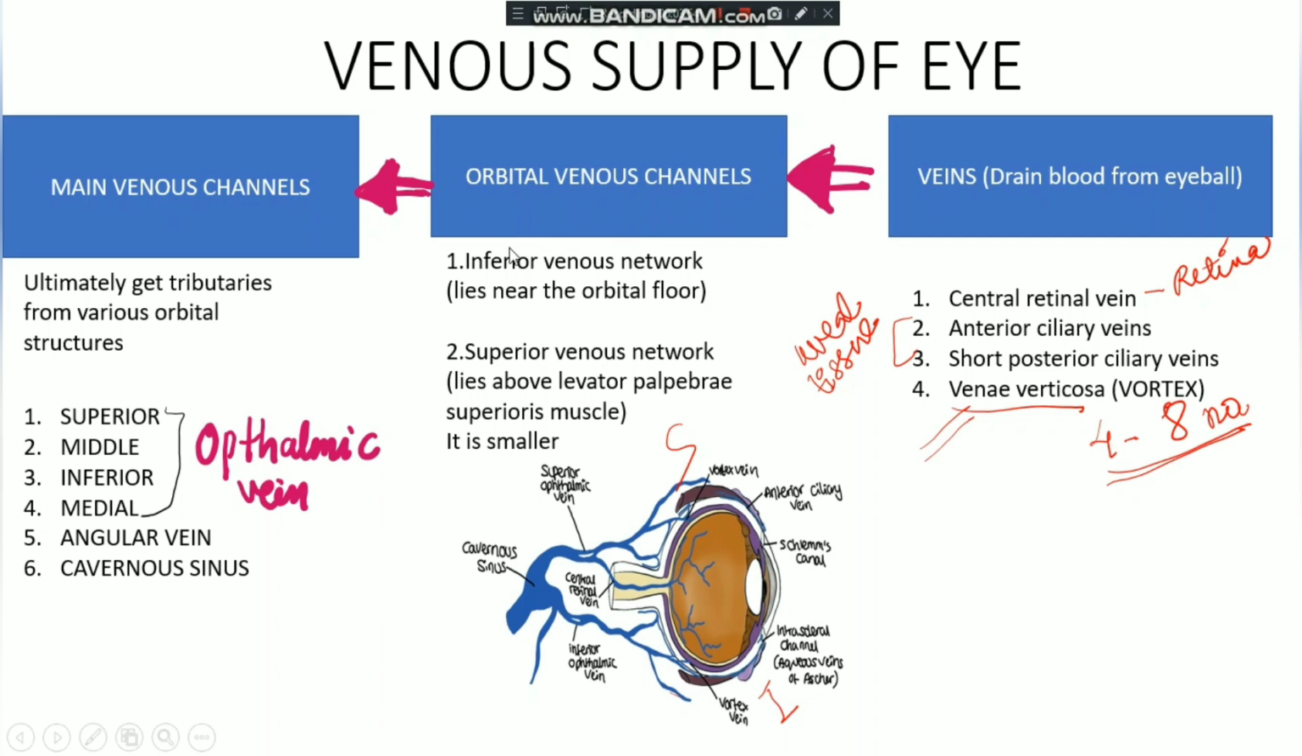Then come your venous channels, the inferior one and the superior one, and finally your main venous channels, the ophthalmic veins, the cavernous sinus and the angular vein. So this was all about the venous supply of the eye.